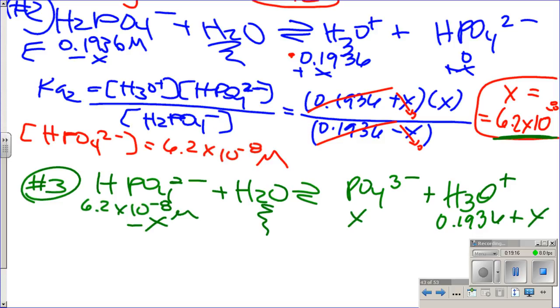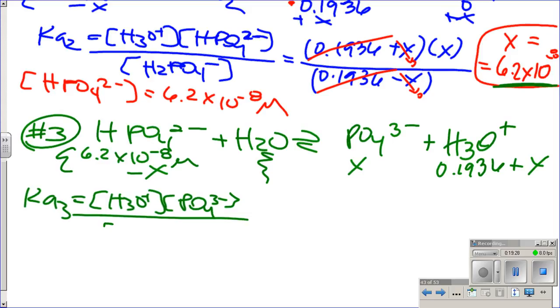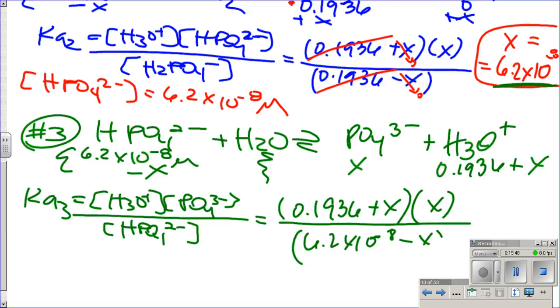So I just kind of went straight to E here, as Tara suggested. My Ka3 value is equal to hydronium times phosphate over HPO4 2 minus. This one, you do have to do a little bit more math here. It's not like quadratic or anything, but you have to divide and multiply. Oh darn. 6.2 times 10 to the negative 8 minus X. What do you want to do with X? Neglect. And then set it equal to the Ka3 value.